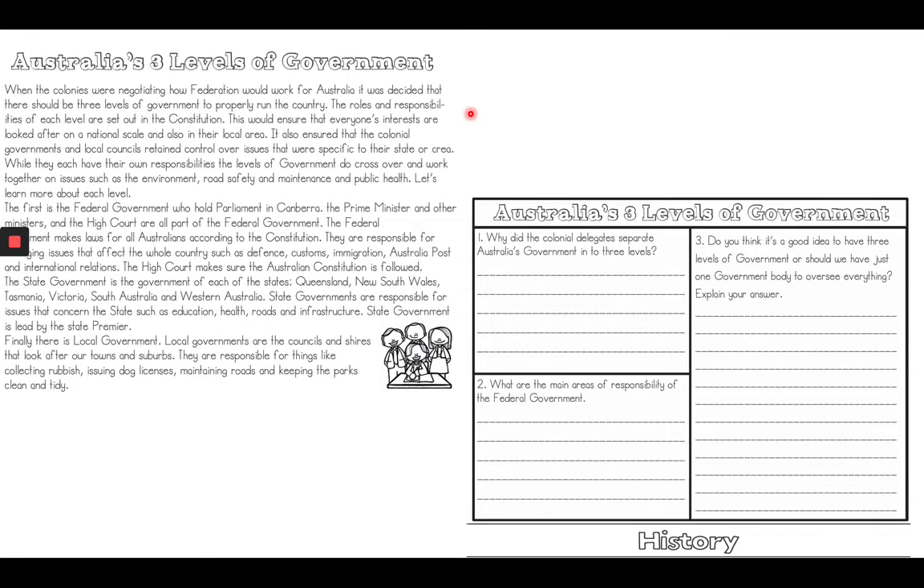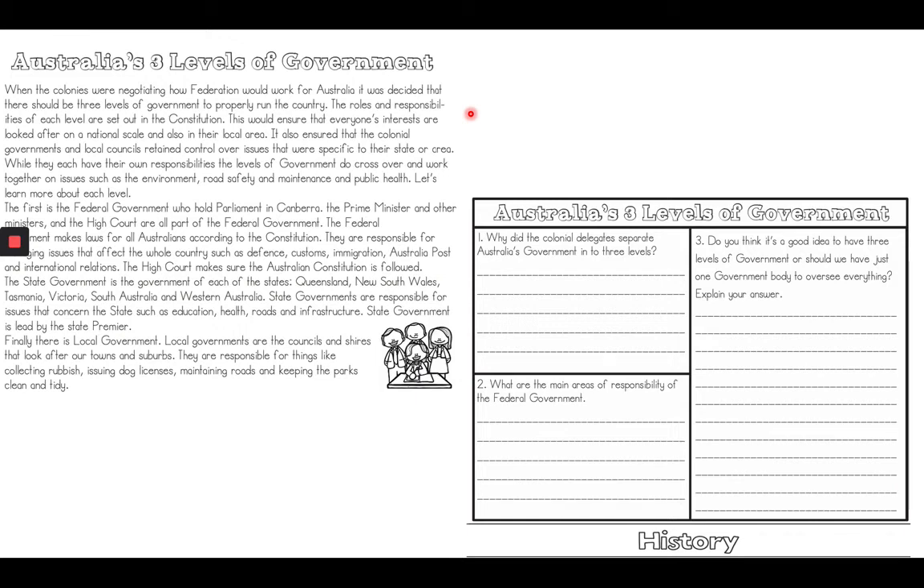Finally, there is local government. Local governments are the councils and shires that look after our towns and suburbs. They are responsible for things like collecting rubbish, issuing dog licenses, maintaining roads, and keeping the parks clean and tidy. So from listening to that, we need to answer our 3 questions this week. Question 1. Why did the colonial delegates separate Australia's government into 3 levels?